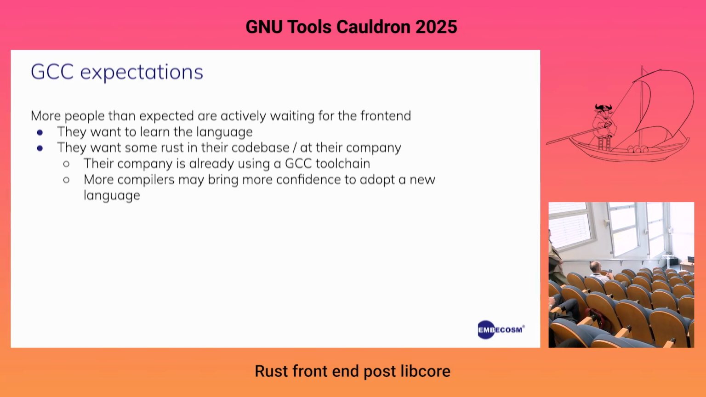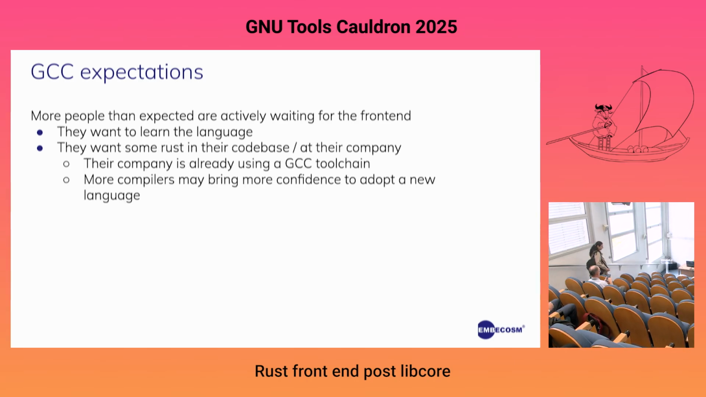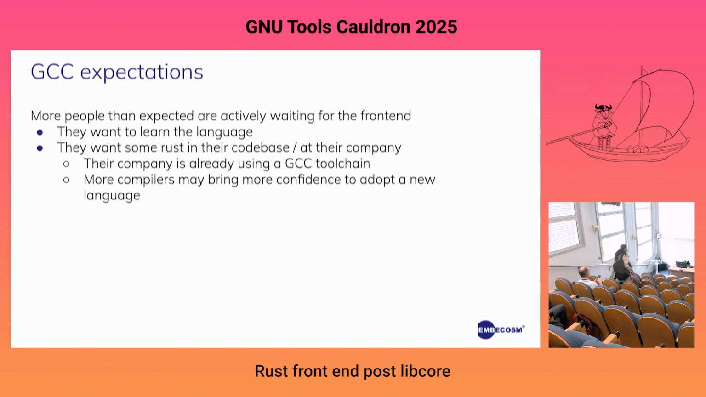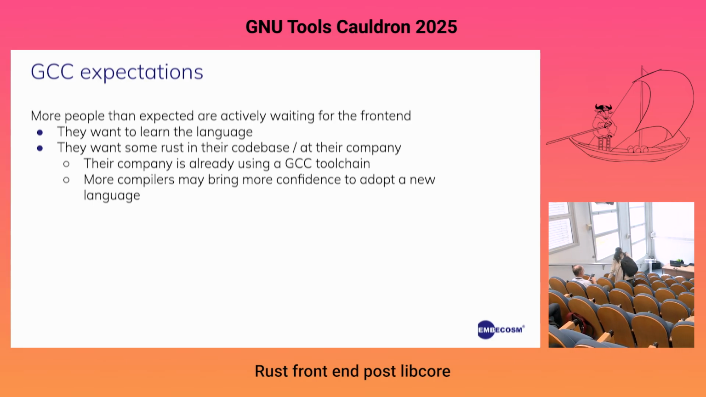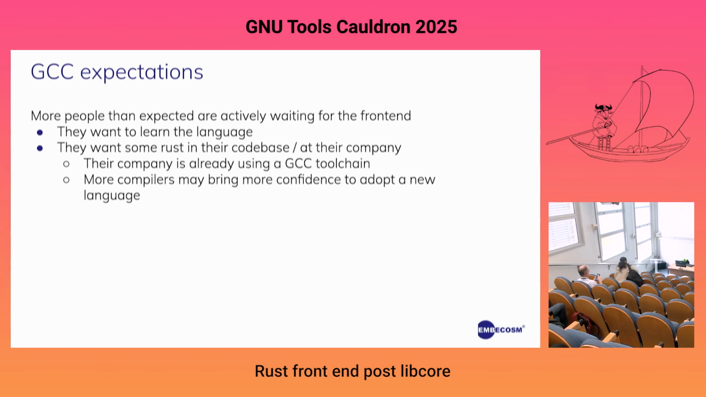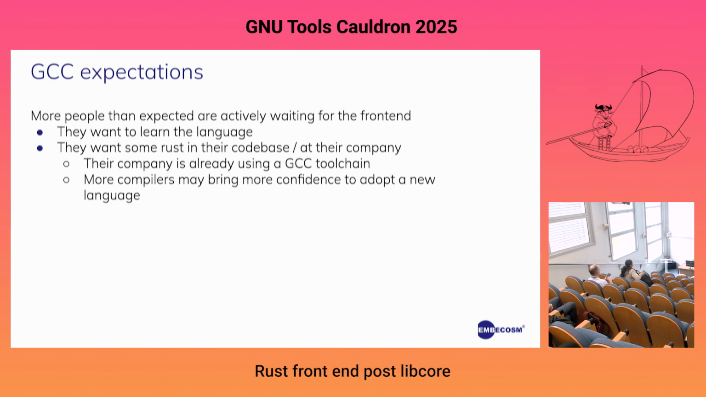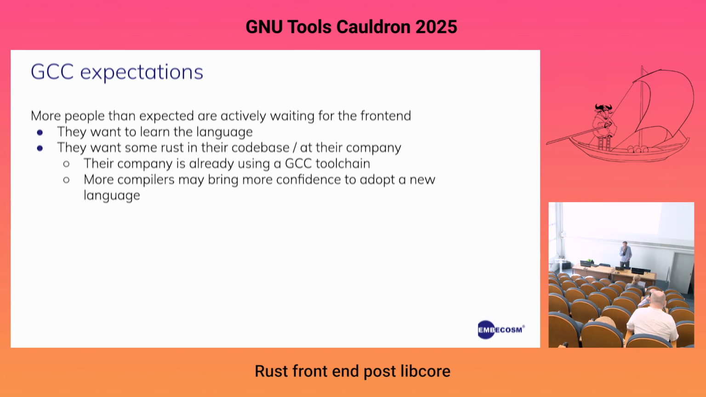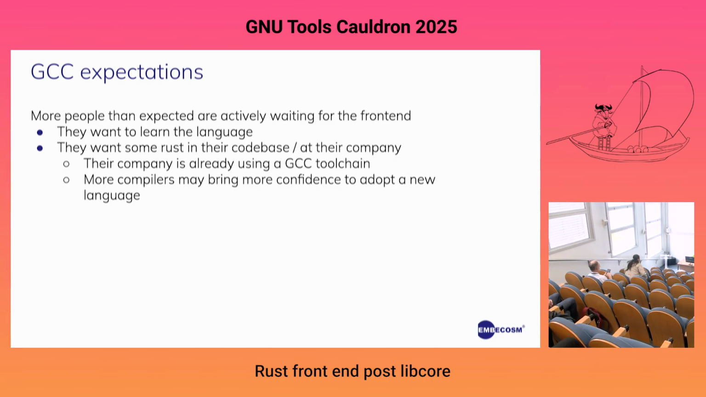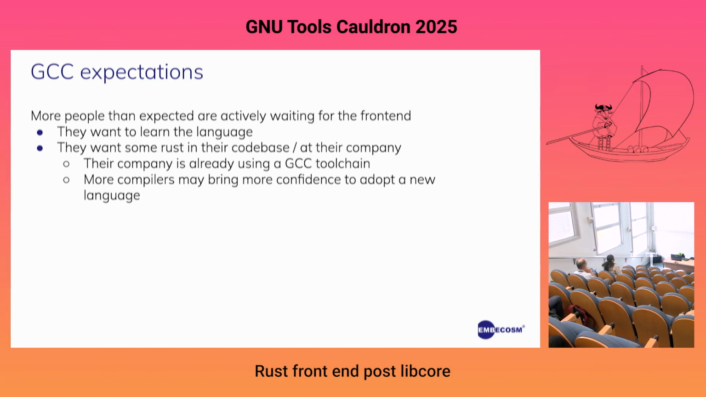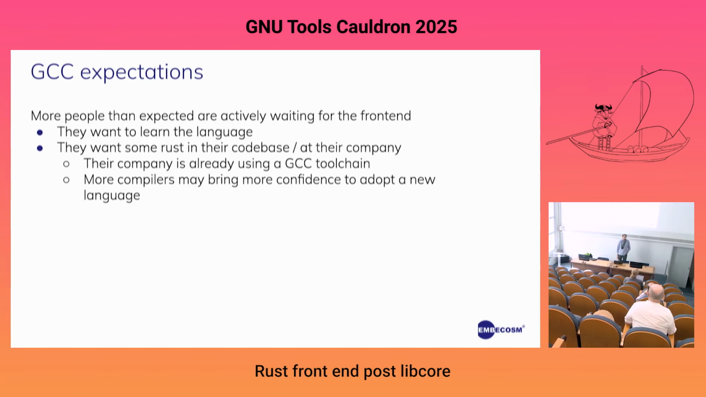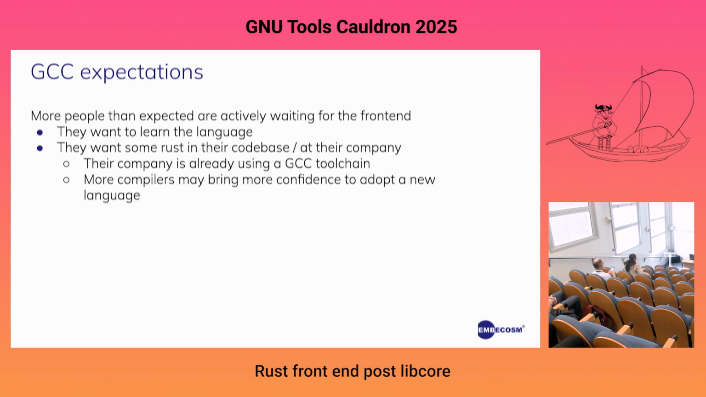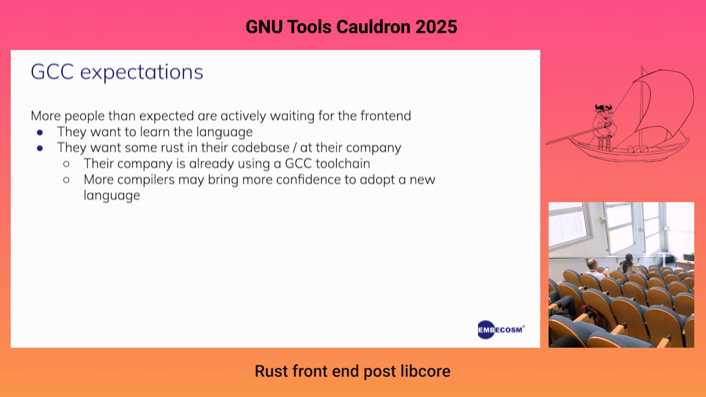And some people want Rust in their code base or at their company, but they're already using a GCC toolchain, and they basically don't want to change their whole toolchain, their whole process. So a Rust compiler within GCC would help them greatly. And more compilers may bring more confidence to adopt that new language.